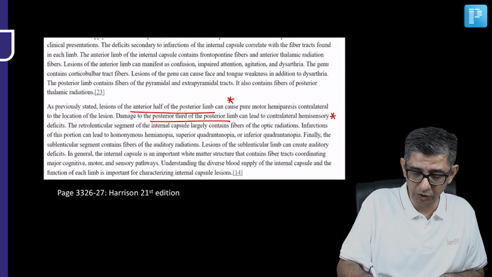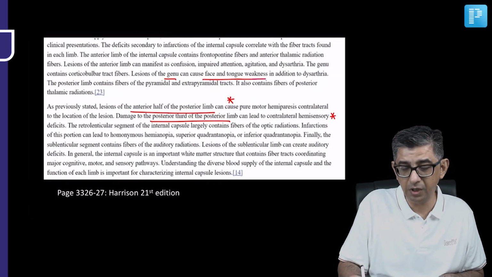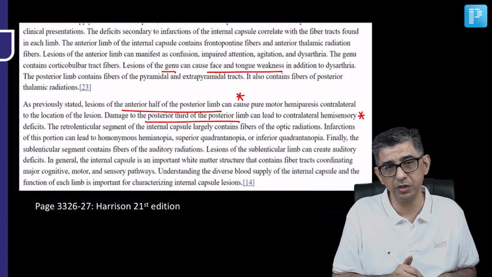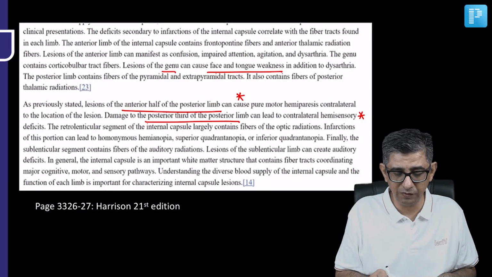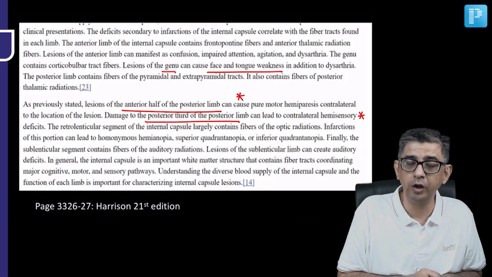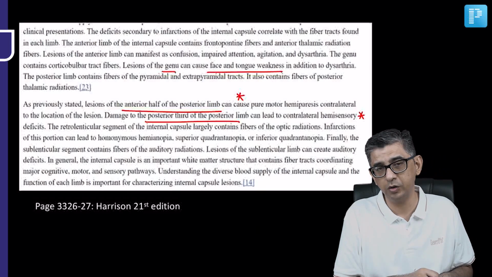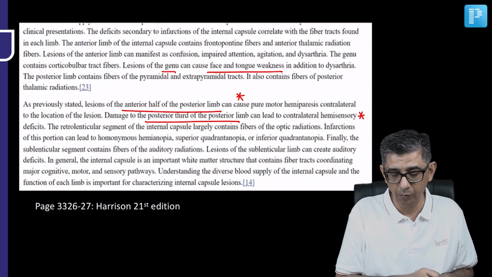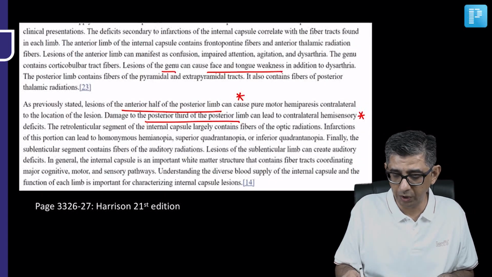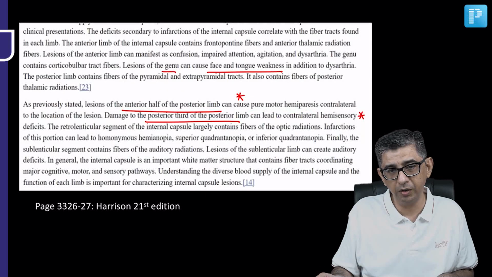If the lesion is in the genu, then it can contribute to facial and tongue weakness. So there could be dysarthria manifestations occurring in the patient as well. So you just need to get these facts right. In anatomy, they mainly focus on the blood supply of the anterior limb, the genu, and the posterior limb of the internal capsule. But from the medicine perspective, I mainly want you to remember these words: pure motor paralysis and pure sensory involvement.